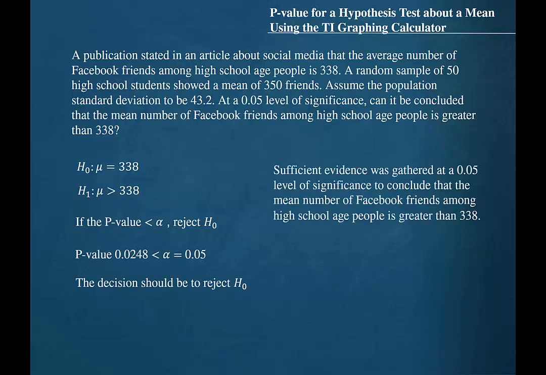So we should conclude by saying that sufficient evidence was gathered at the 0.05 level of significance to conclude that the mean number of Facebook friends among high school age people is greater than 338.